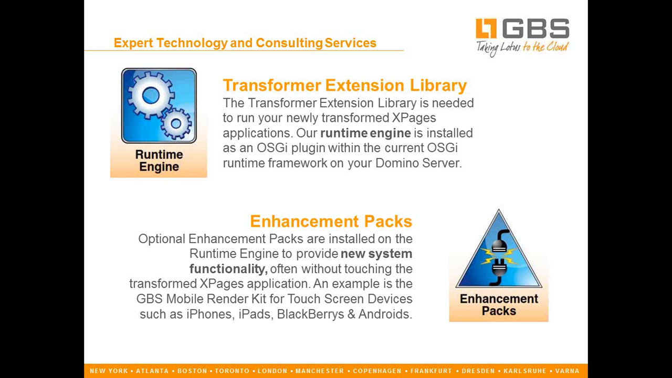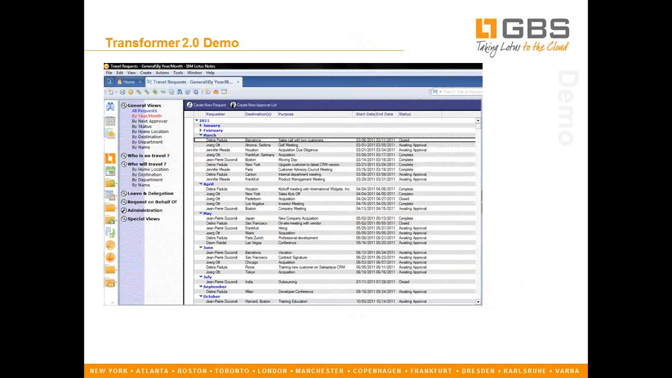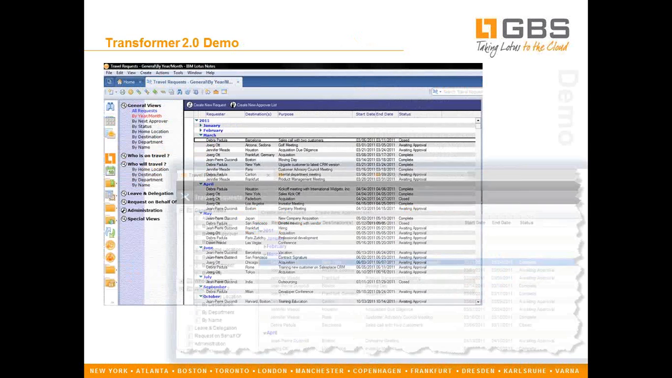And via the extension library, we have the ability to deliver to you those enhancement packs that are going to deliver new system functionality that you can make use of from your transformed applications in-house. And like I said, an example of that is the mobile render kit. All right, so let's have a look at the transformer in action.